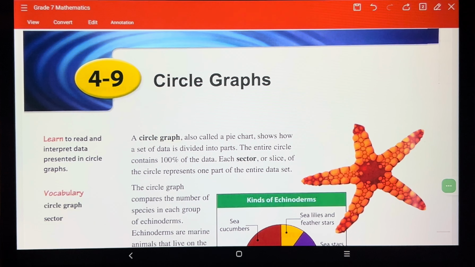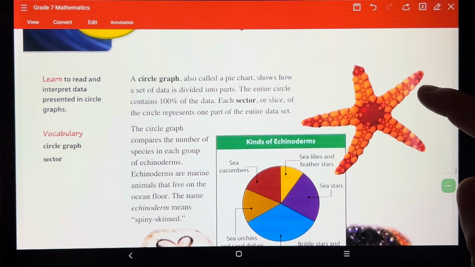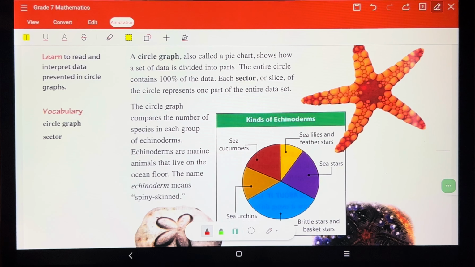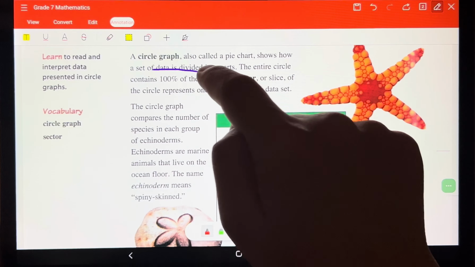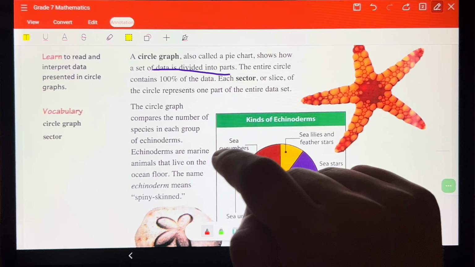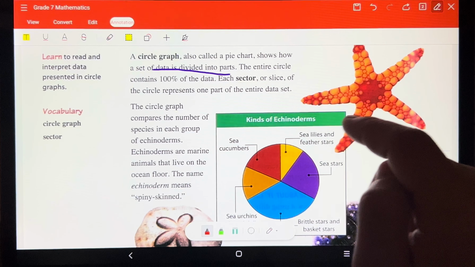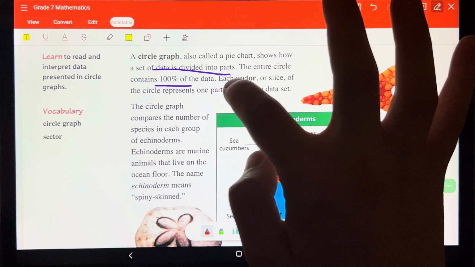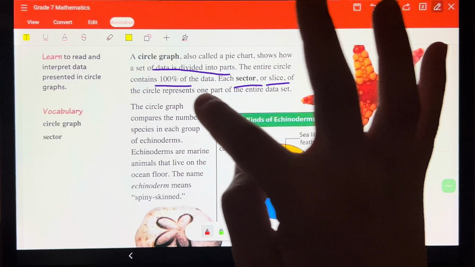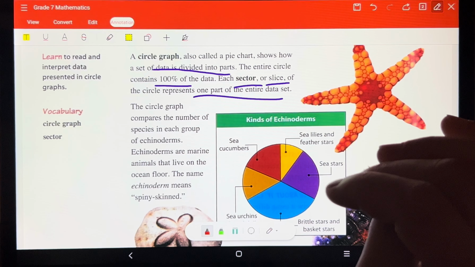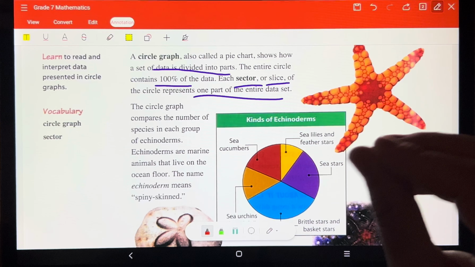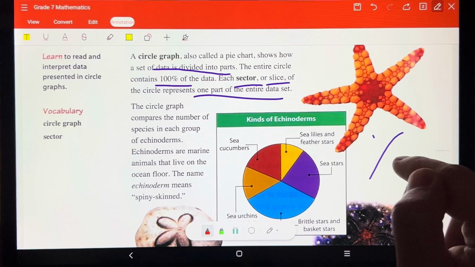We've got circle graphs. A circle graph is also called a pie chart, okay? It shows a set of data divided into parts, and the entire circle contains 100% of the data that we've got. Each sector, or slice, represents one part of the entire set. Dear students, usually we use a circle graph when we've got percentages, all right?